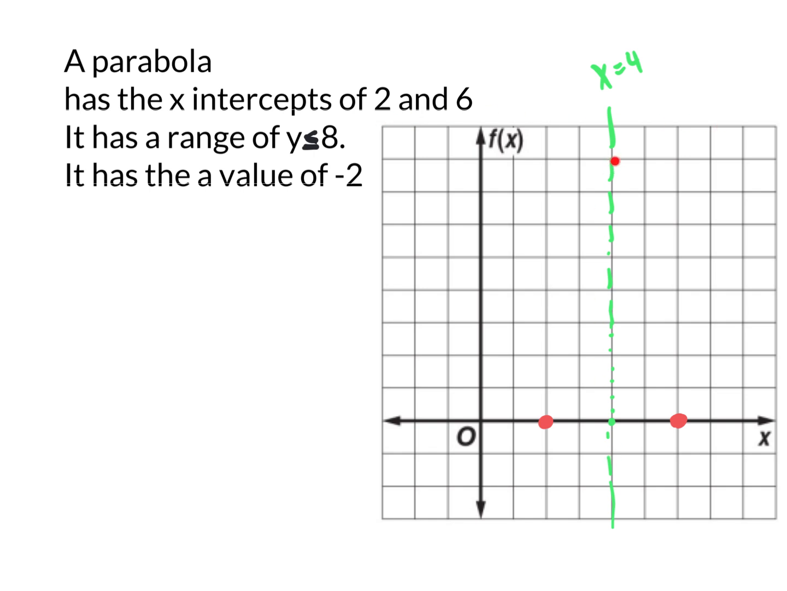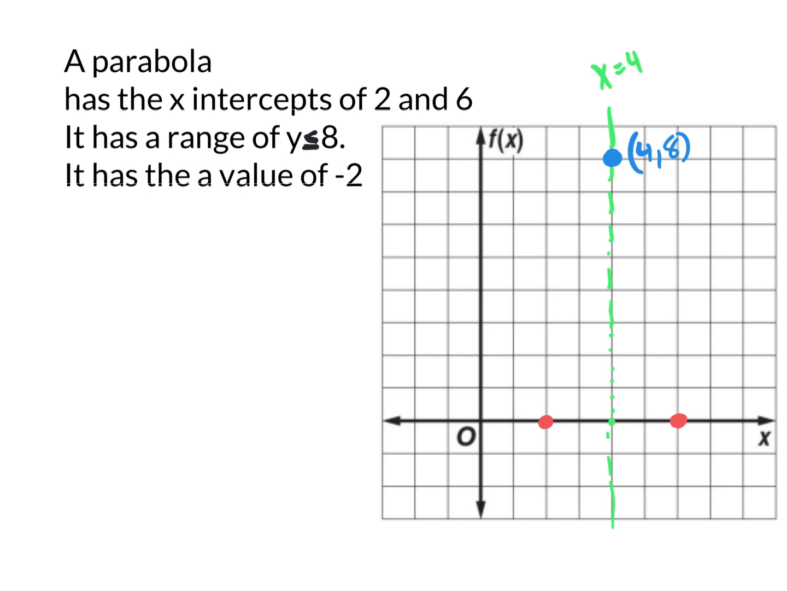And you know that it has to be on the axis of symmetry itself. So that means that you could conclude that this blue dot right here is the actual vertex, and that vertex would be 4, 8. Does that make sense? And now we move on to the last bit of information. It has the a value of -2.